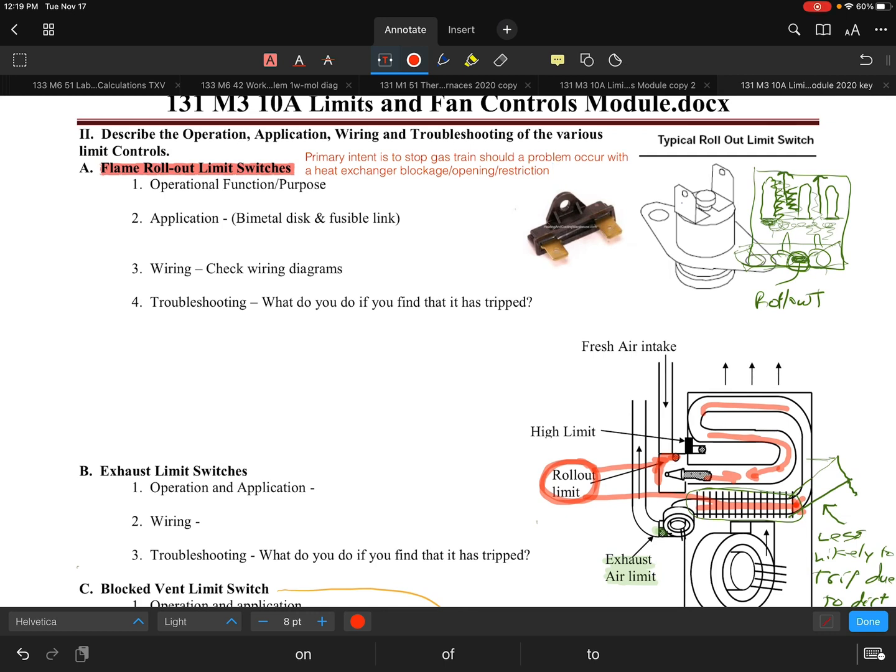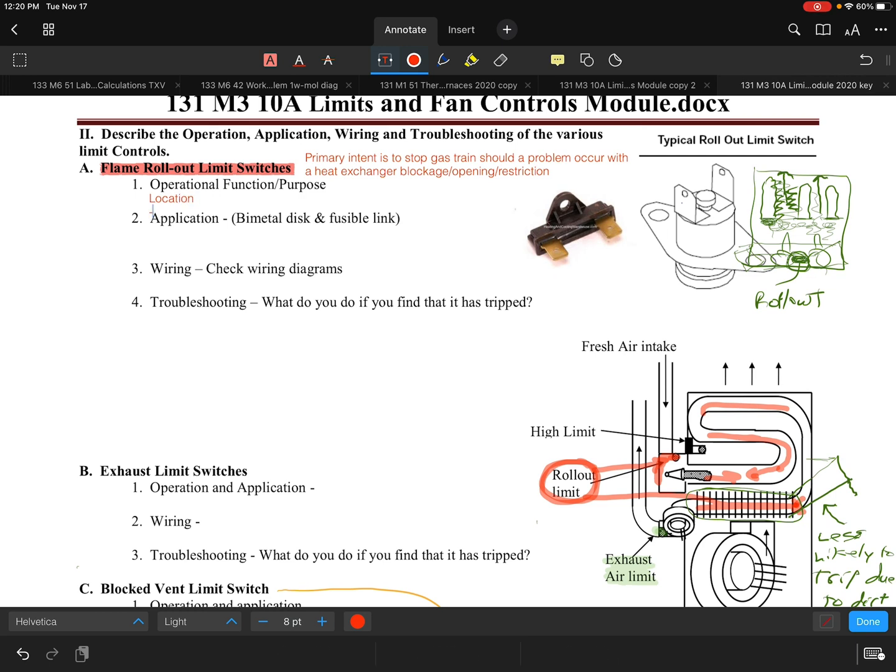When you start seeing rollout limit failures or opening up, the first thing that most people start thinking of is some sort of a lack of air, or a blockage in the heat exchanger. That's typically what I would refer to it as. That's kind of the norm on there.